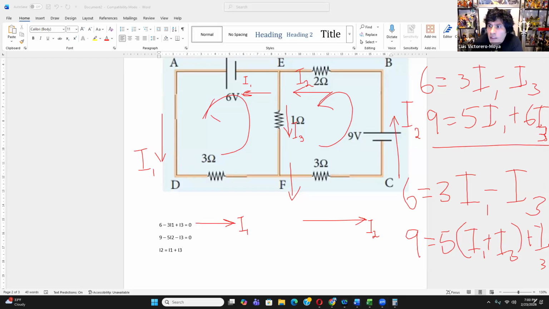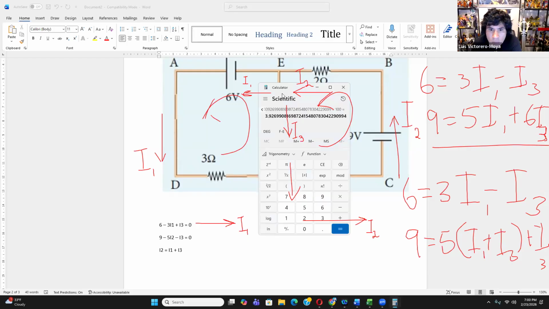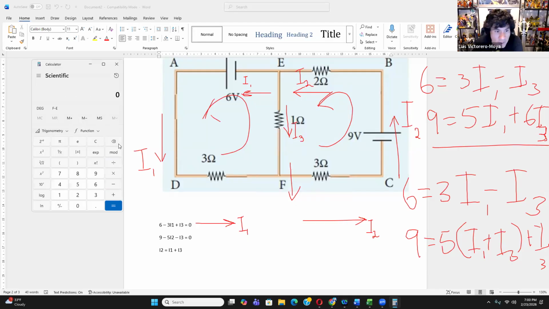Okay, so let's quickly do this. 6, 18, 36, 45, 45, 18, 23. What I get for I1 is, I multiply the first equation by 6, so I cancel I3. So 6 times 6 is 36, plus 9 is 45, divided by 18 plus 5 is 23. That's 1.6. Who got that? I1 is 1.6.